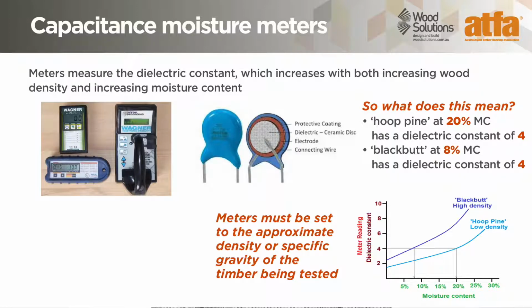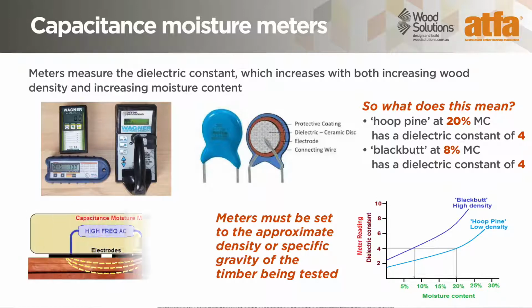There is also a photo of a blue electrical capacitor, and you will note that between 2 electrode plates, there is a dielectric ceramic disc. Now to the bottom left-hand diagram. The meter has 2 electrode plates, and the timber becomes the dielectric. So the meter is a capacitance meter.